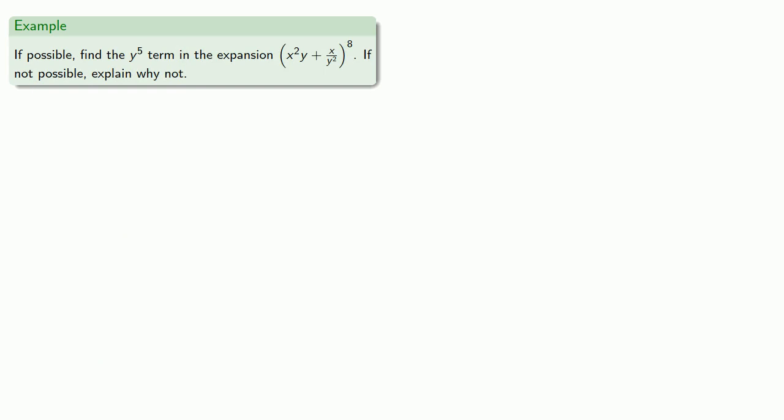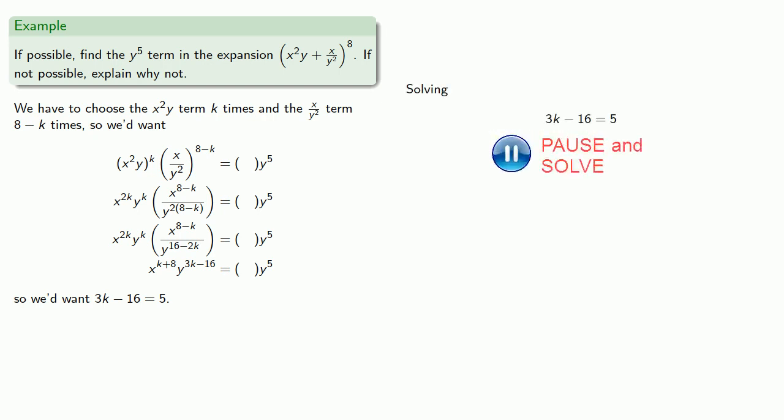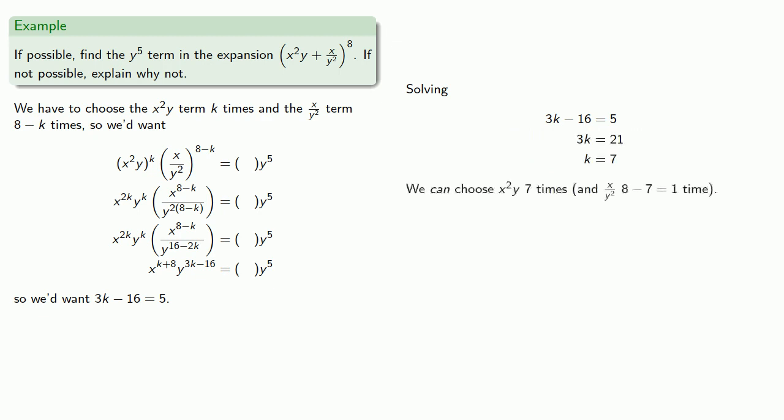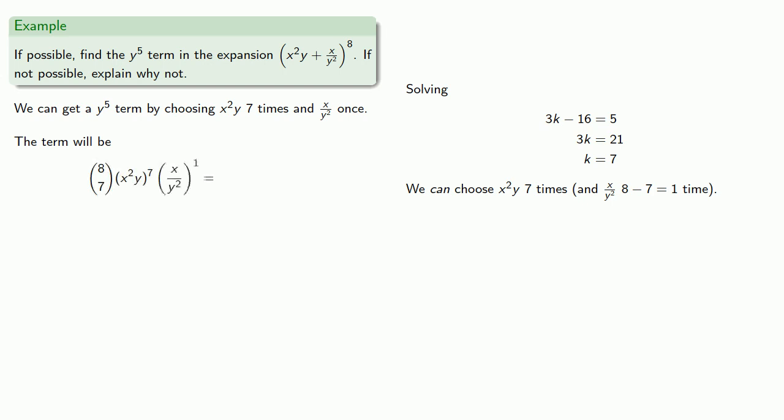Well, how about a y to the 5th term? So we'll go through the process. And we want 3k minus 16 to equal 5. And we can choose x squared y 7 times, and the other factor, the remaining 8 minus 7, 1 time. And so we can get a y to the 5th term by choosing x squared y 7 times, and x divided by y squared once, and that term will be 8 choose 7, x squared y to the 7th, x divided by y squared to the 1st, and we compute to get our y to the 5th term.